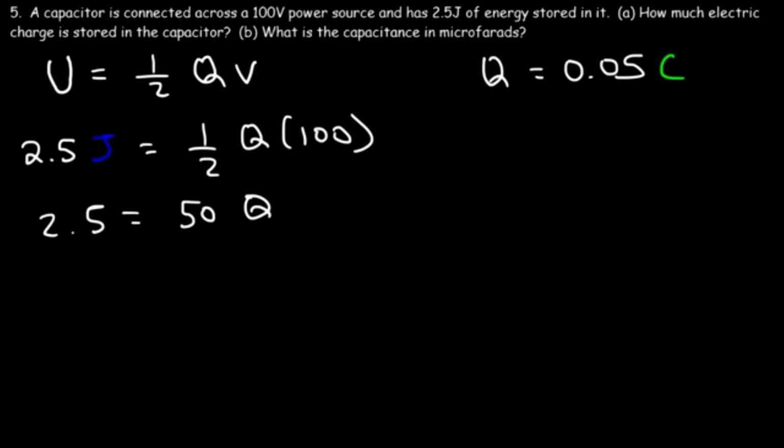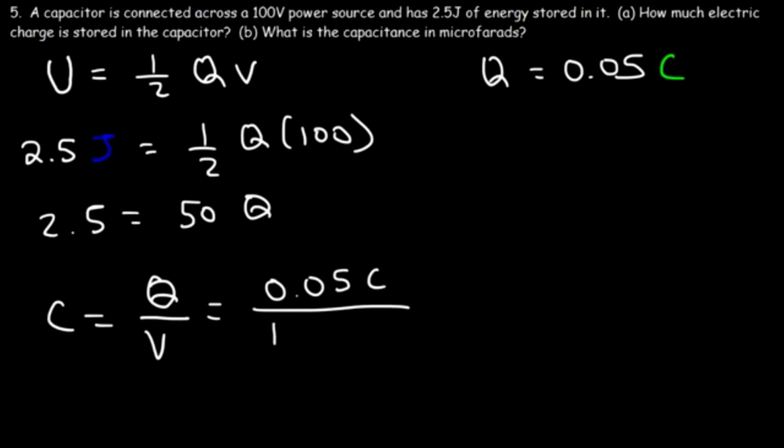Now what about part B? What is the capacitance in microfarads? Capacitance is the ratio between the charge and the voltage. So we have 0.05 coulombs divided by 100 volts. So that's equal to 5 times 10 to the minus 4 farads.